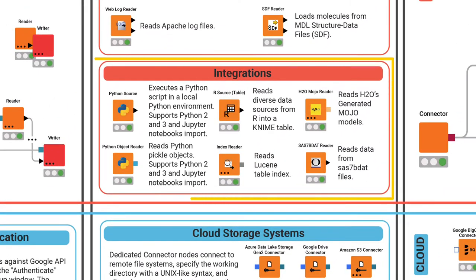KNIME offers integrations with various other tools like Python, R, H2O, and SAS. Python and R scripts can be read and executed via the corresponding source nodes. The Python extensions come with large sets of nodes, such as a Python Object Reader or a Python View node.